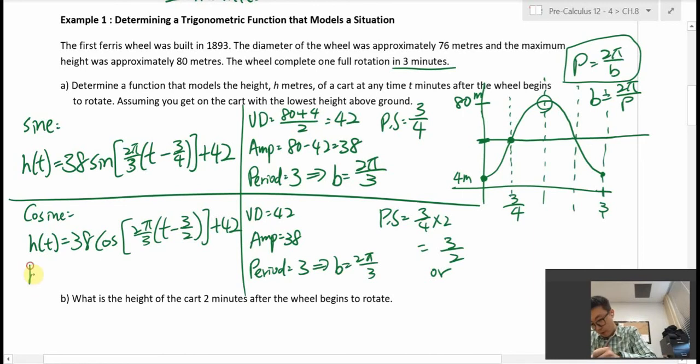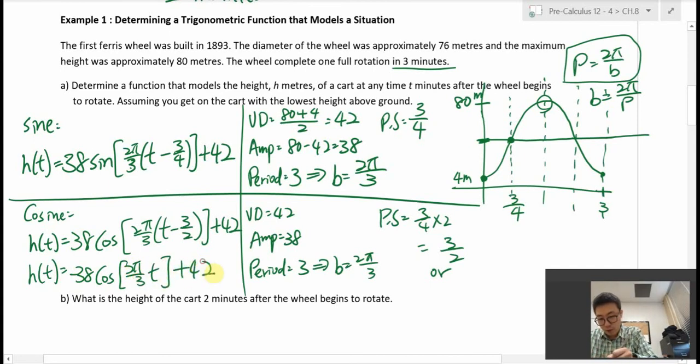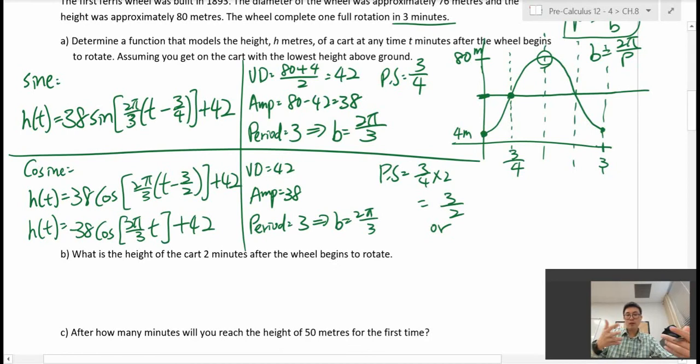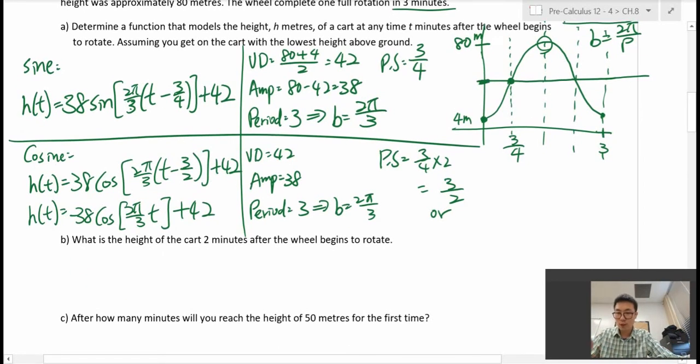Or you can do it this way as well. Again, now we're assuming there's no phase shift, but because we're starting from the minimum, that just means the graph has been flipped over the x-axis. So then 38 became negative 38, and now you don't have a phase shift anymore. Either one is going to be okay. You can look at the graph and decide whether you want to have a phase shift or not. Okay, so that's your equation.